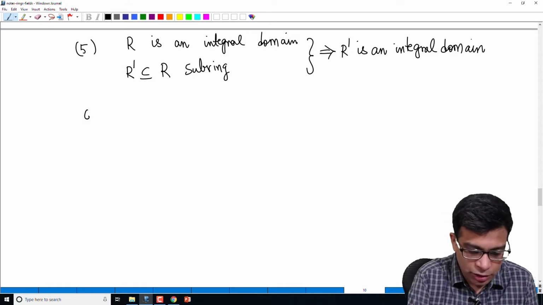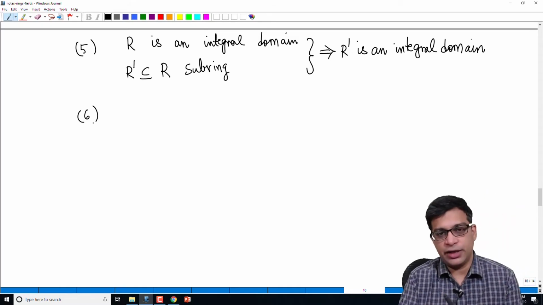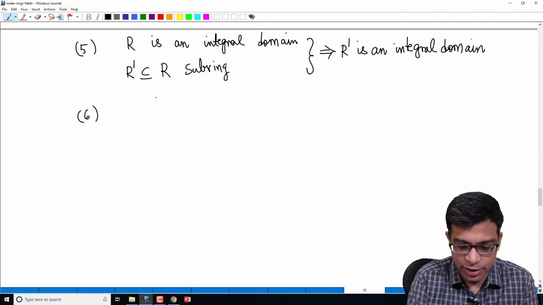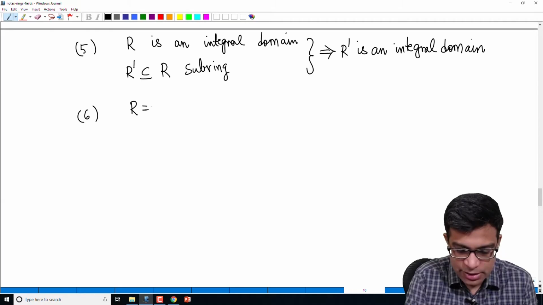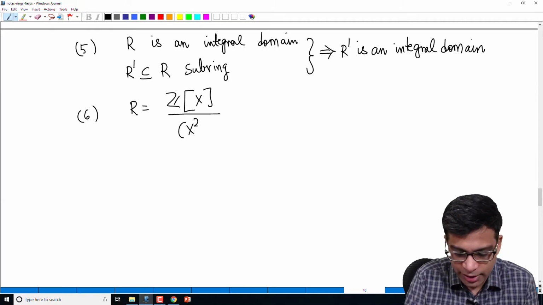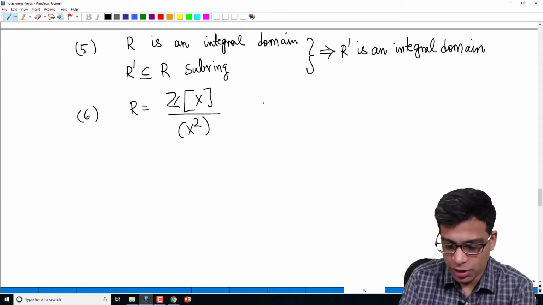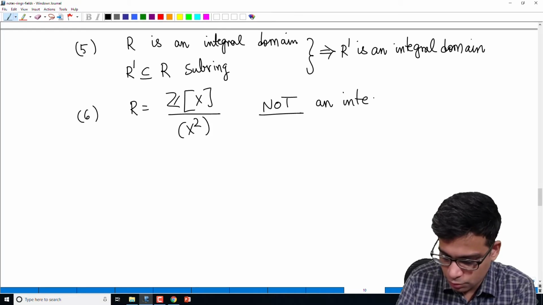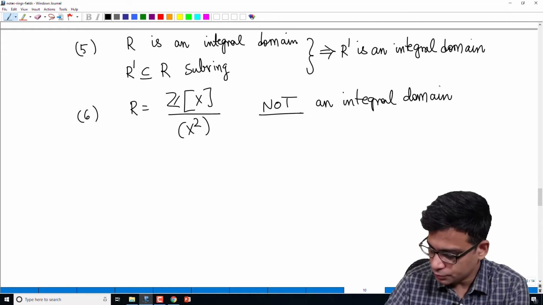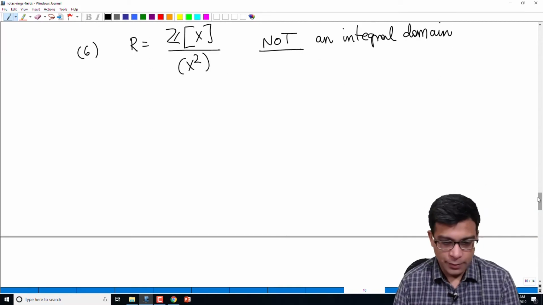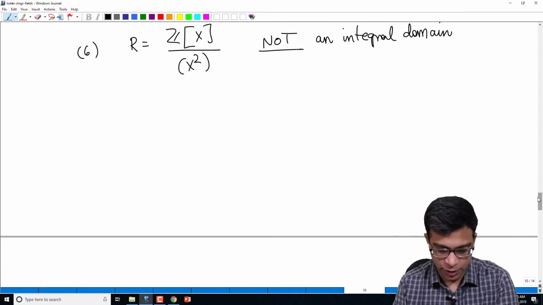So this is easy. On the other hand, if you take an integral domain and a bigger ring, then you don't always get an integral domain. So consider in this case R to be Z[x] modulo the ideal (x squared). I claim that this is not an integral domain. Why is this? Let's check this. The quotient ring Z[x] by (x squared) is not an integral domain.